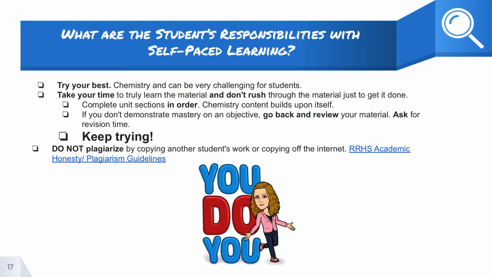What is the student's responsibility in this type of classroom? They have to try. Chemistry is extremely challenging. And then they have to take their time to truly learn the material and not rush just to get it done. Complete unit sections in order. Chemistry builds upon itself. If you don't demonstrate mastery on an objective, go back and review, ask for revision time, and then keep trying. Also, don't plagiarize by copying another student's work or copying off the internet.